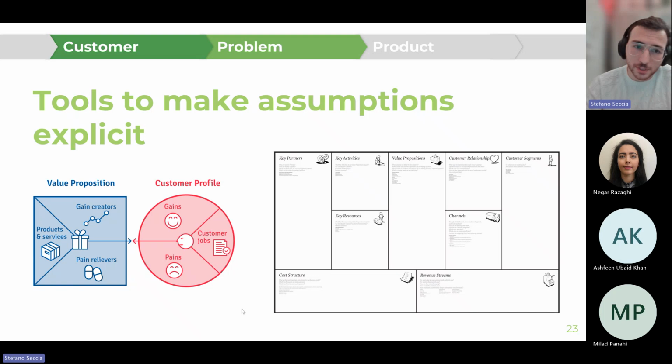Tools to make these assumptions explicit is already something that Sajid touched upon. This might be banal or obvious, such as this business model canvas on the right or value proposition canvas on the left, but they are important because making your assumptions explicit is of fundamental importance to not making mistakes in the product development stage. So these are some of the basic tools that you can use to make your assumptions explicit.